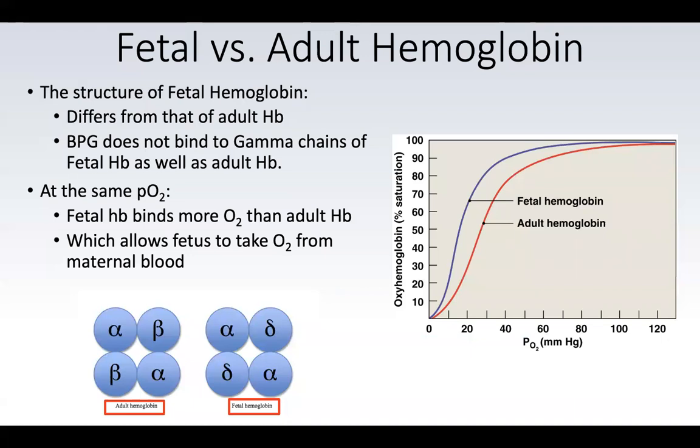A few comments on the difference between fetal and adult hemoglobin. So fetal and adult hemoglobin will both have alpha chains, but fetal hemoglobin will not have beta chains. What they will have instead are gamma chains. So to summarize, fetal hemoglobin will have 2 alpha, 2 gamma chains, and adult hemoglobin will have 2 alpha and 2 beta chains.